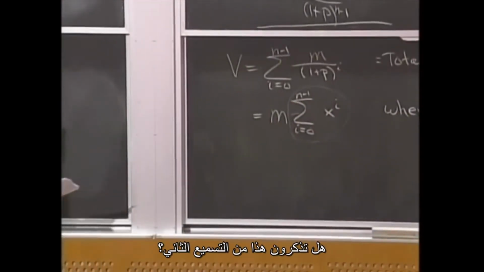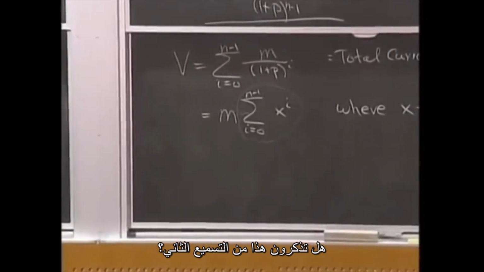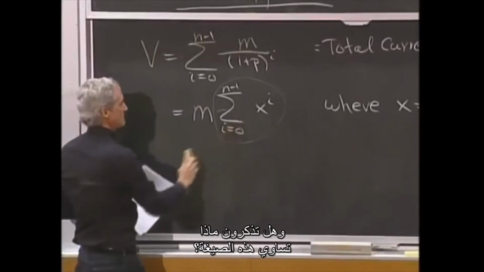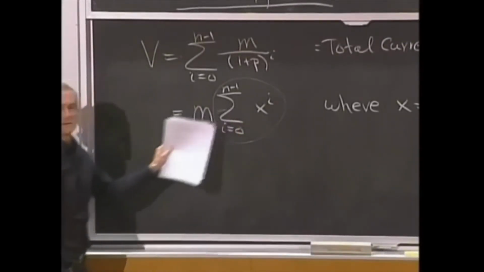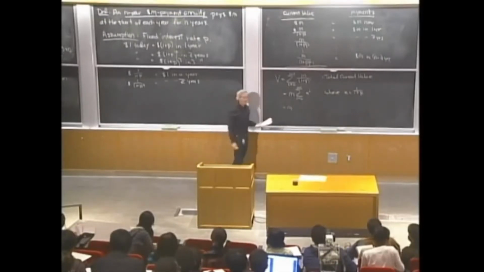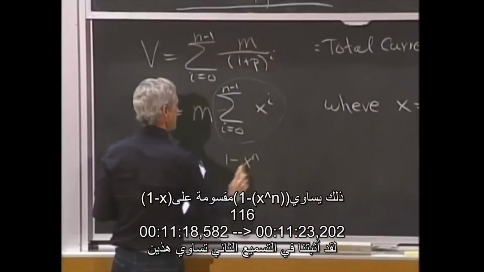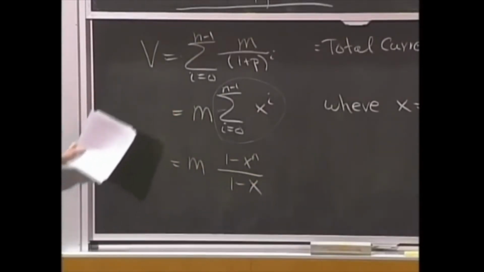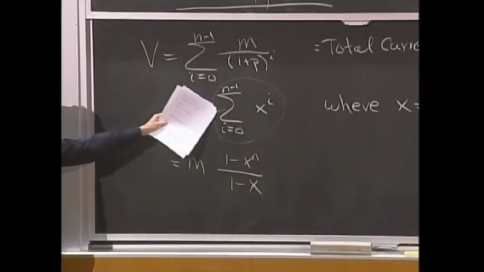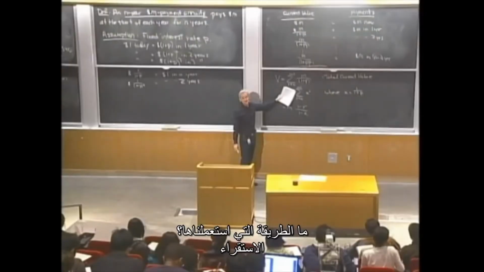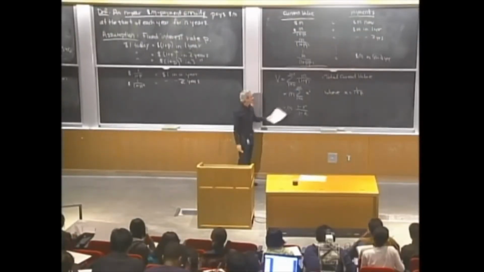Does everybody remember that from, I think it was the second recitation? Anybody remember the formula, what this evaluates to? The sum of x to the I, where I goes from 0 to n minus 1. Remember that? 1 minus x to the n over 1 minus x. In the second recitation, I think, we proved that this equals that. What was the proof technique we used? Induction. Okay?